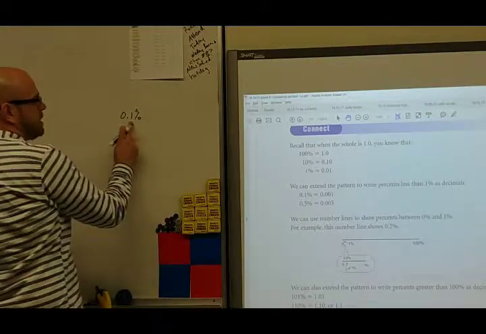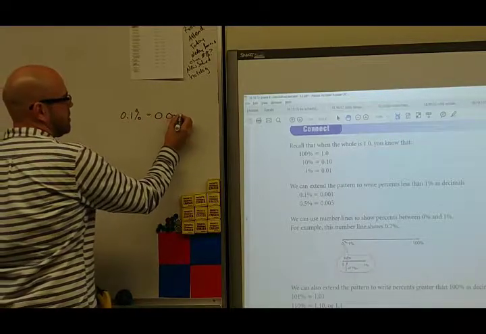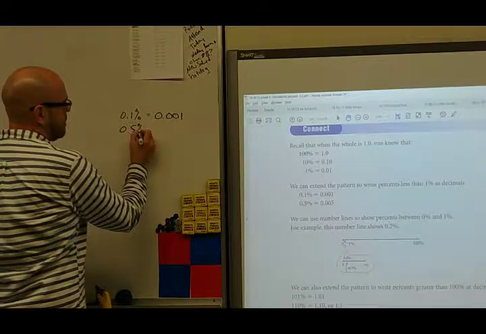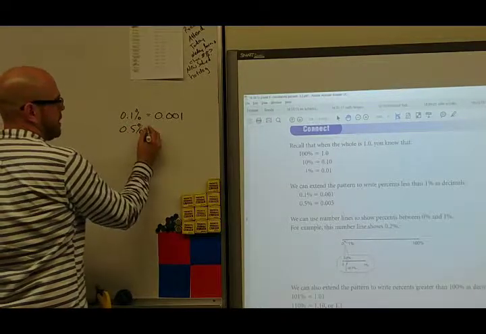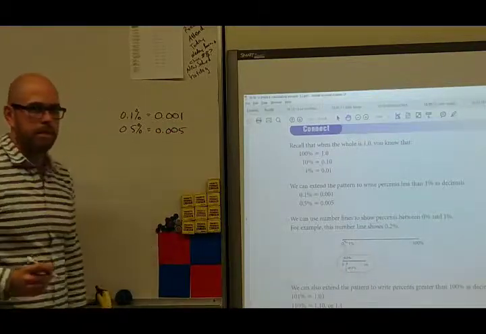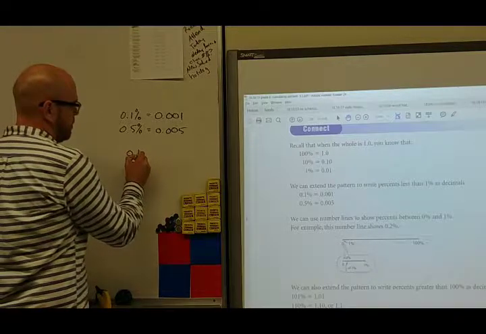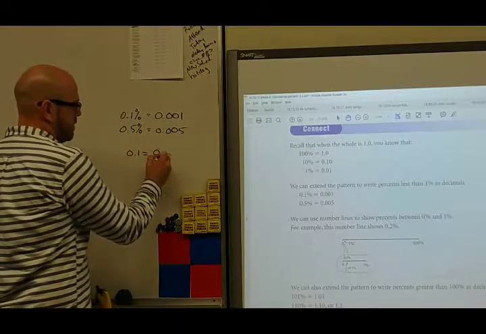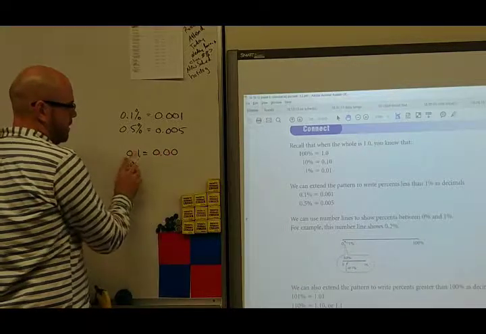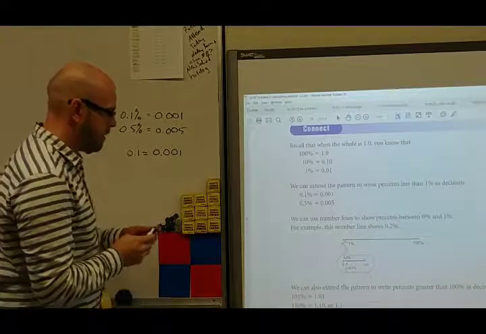Well, if I move that decimal over 2 places, I'm going to end up with this. Or if I said 0.5%, I move that decimal over 2 places, like that. Now another way to think about this, 0.1%. I have 0 tenths, 0 hundredths, and then that 0.1% there.